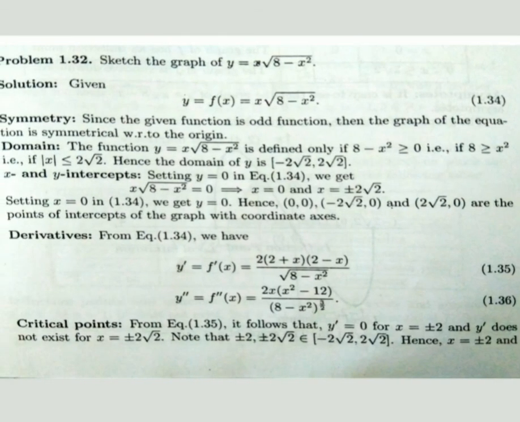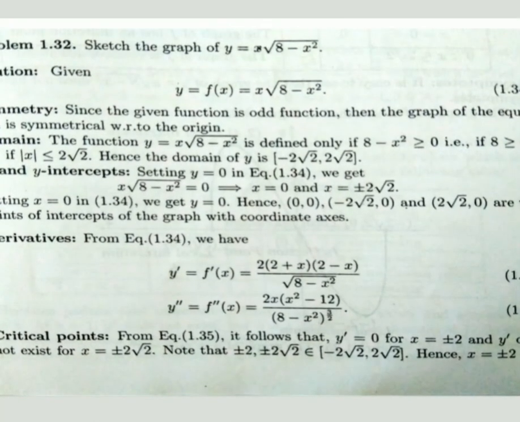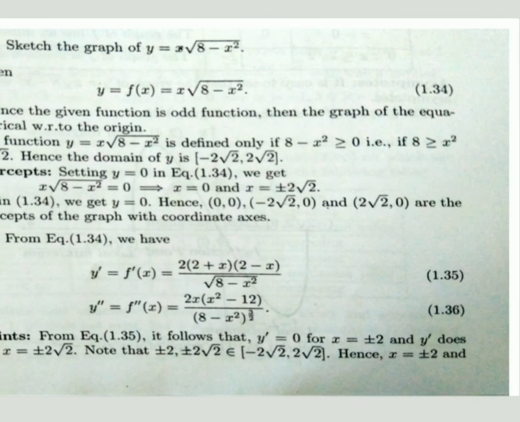Next, the derivatives: y dash is equal to 2 times (2 plus x) into (2 minus x) divided by square root of 8 minus x square. Y double dash is 2x into (x square minus 12) divided by (8 minus x square) power 3 by 2. Therefore the critical points we obtain are x equal to plus or minus 2.